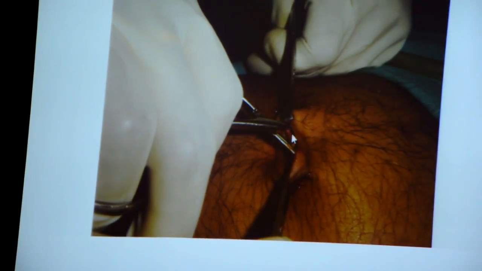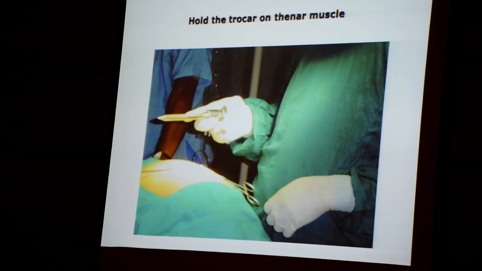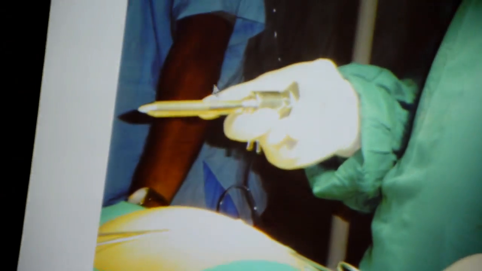First, we separate the fatty tissue with a knife, and then we can incise like this. After we extend the incision and dissect the fatty tissue, we can go gently with the trocar. But as we said, it is not preferable. How to hold the trocar? This is the standard technique to hold the trocar with the thenar muscles. We put the base of the trocar here, and we gently press the trocar inside the abdomen with the palm.